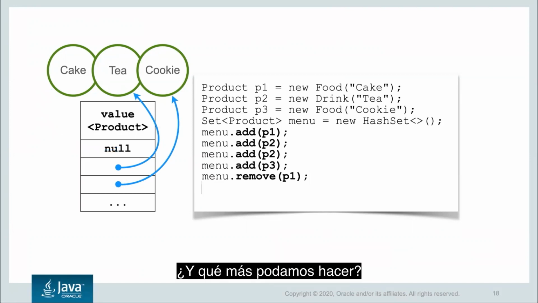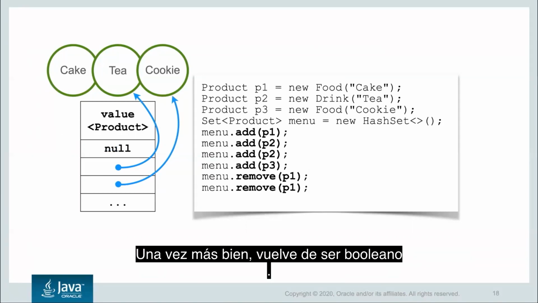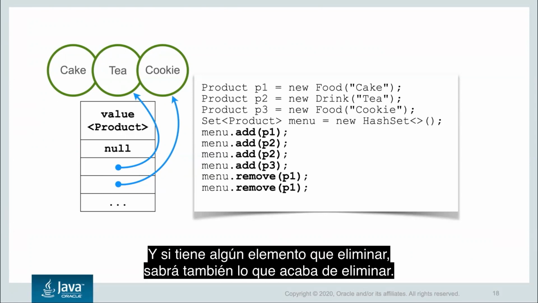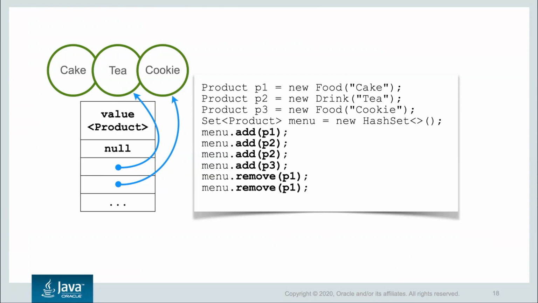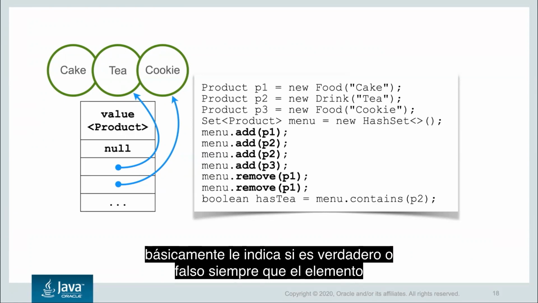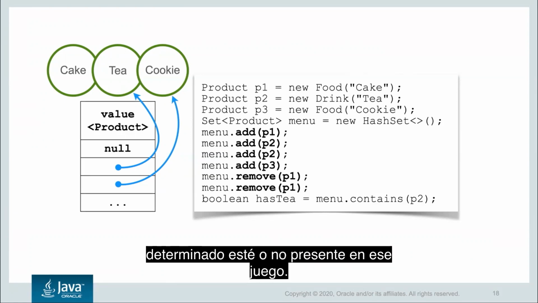Okay, and what else we could do? We could remove. How strange that is. Well, again, it just returns you Boolean. If it has nothing to remove, then you won't remove anything, and if it has something to remove, well, then you know what it just removed. So there's also a method contains, which you can invoke, and that basically tells you true or false whenever a certain element is or is not present in that set.